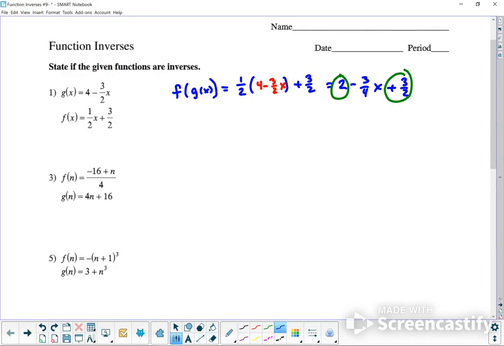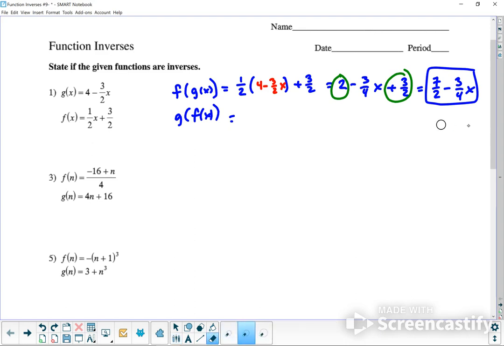So what do we get? We get 7/2 minus 3/4 x, and that's our final answer. Because that's not just an x, we can stop there. We don't have to go any further. We don't have to do the other way around, the g of f of x. Even if this somehow comes out to be x at the end of the day, the f of g of x, the first way we did it, doesn't come out to be x, which means that they're not inverses anyways. So we don't have to do it the second way, and we can say not inverses.